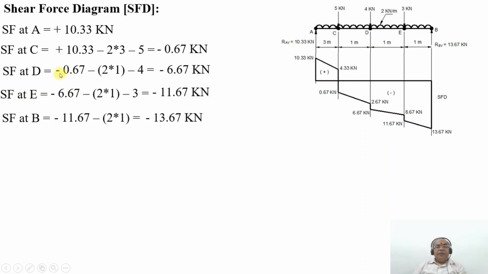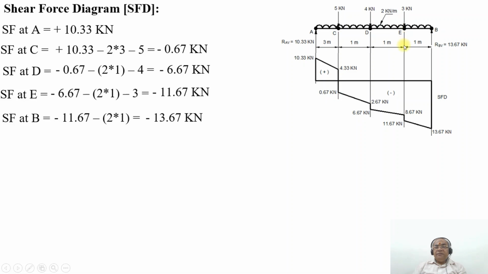Therefore, that will be minus 0.67 minus 2 into 1, which will be 2. So it comes down to 2.67 kilonewton only because of the UDL. And further, there is a 4 kilonewton load acting downwards again at the point D. So then it drastically drops down to minus 6.67 kilonewton. That is because of the point load applied at the point D.